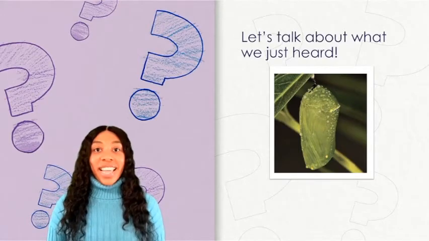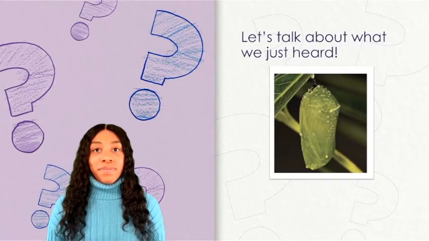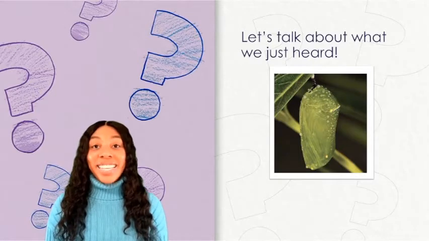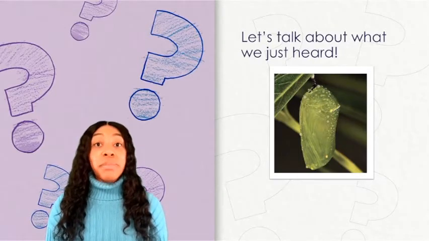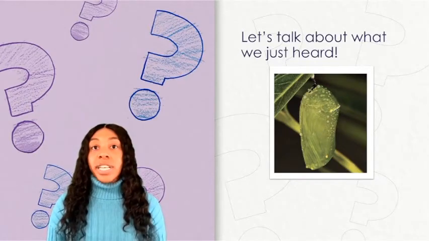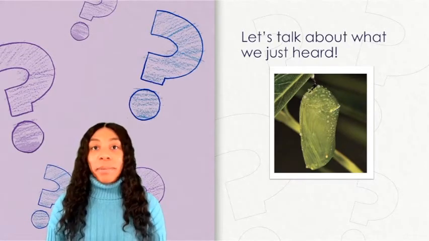The next question is, in the text, we learn that the pupa stage is when the real transformation begins. What does transformation mean? Transformation means to change or changing into something new. The next question is, the adult butterfly emerges from its chrysalis as an adult. How would you describe the word emerges? To emerge means to come out or appear.